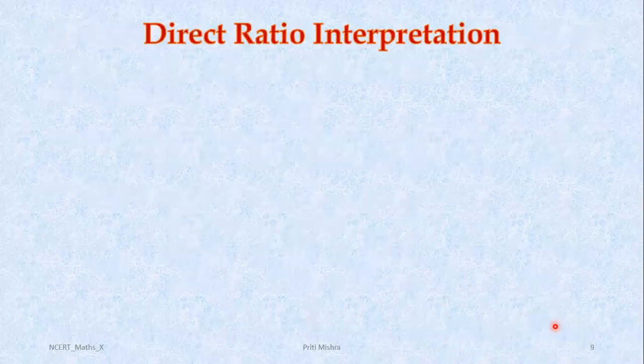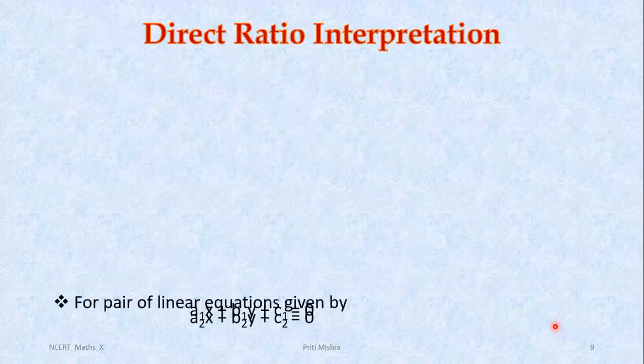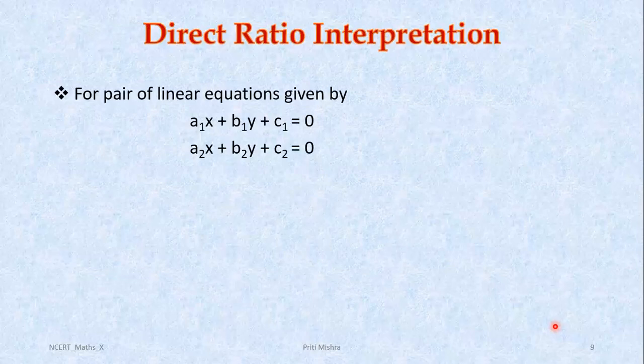Now let's find out what is direct ratio interpretation. It means with the help of these ratios, A1 upon A2, B1 upon B2 and C1 upon C2, right? With the help of these ratios, directly we can interpret what kind of behavior these equations are showing. Means what kind of graphical representation we are having for any pair of linear equations. Directly we can find out.